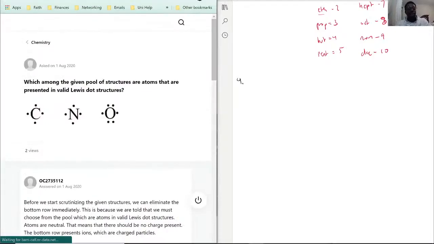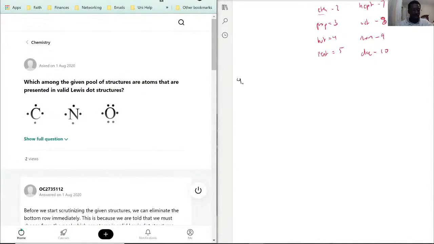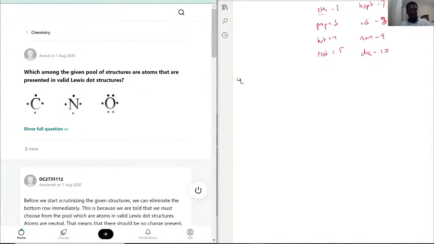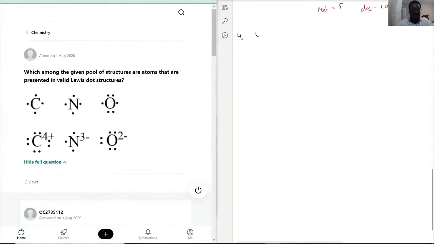We have, among the given pool of atoms, structures presented as Lewis dot structures. So which among our atoms are presented in a valid Lewis dot structure? That's important. What this question is really asking for, especially for atoms, is how many valence electrons these typically have.